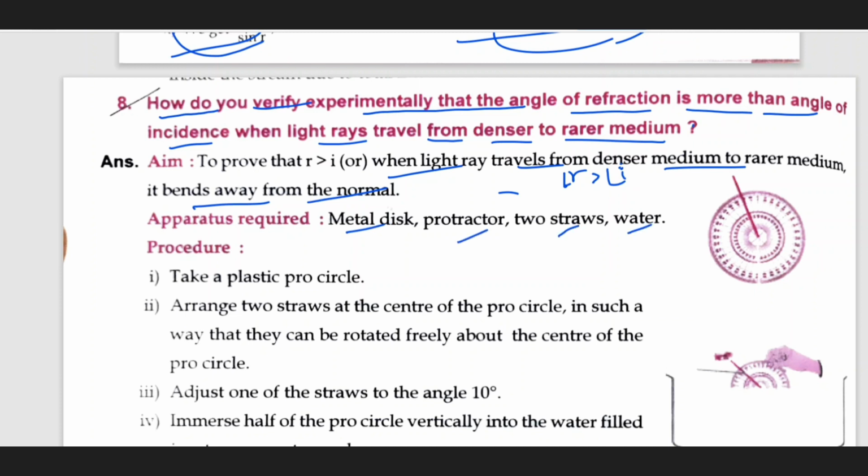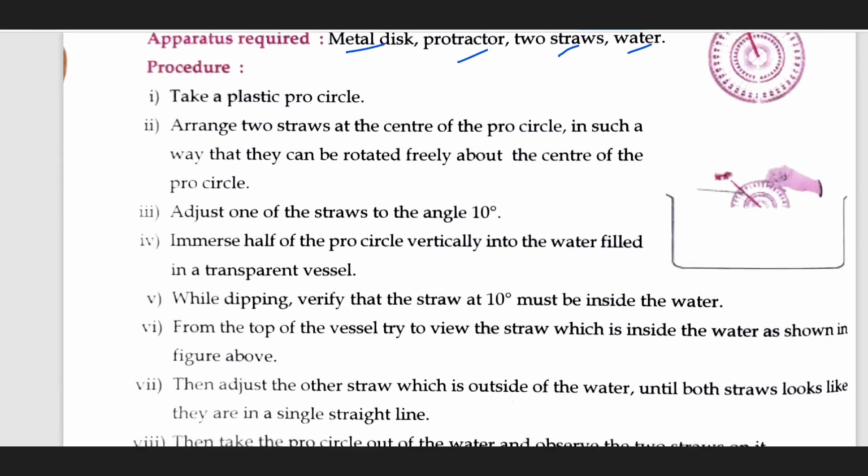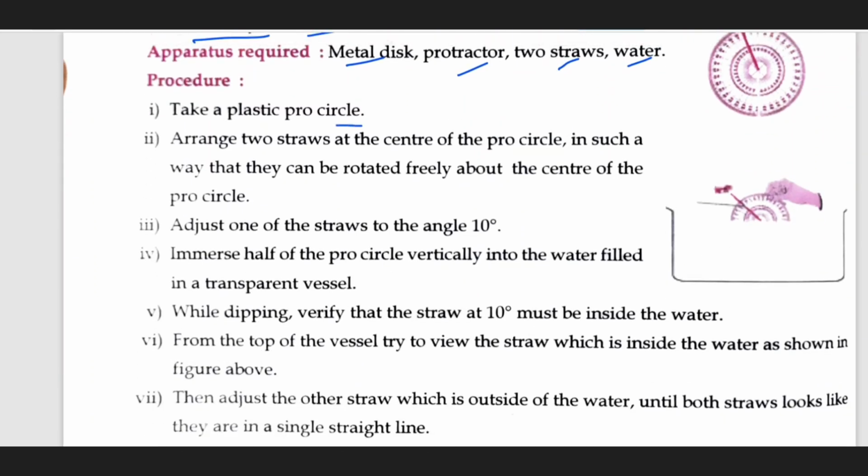First, we'll take a protractor circle and arrange two straws at the center of the protractor circle in such a way that they can be rotated freely about the center. So we have to arrange two straws at the center such that they can easily rotate. Adjust one of the straws at an angle of 10 degrees. So fix one of the straws at an angle of 10 degrees.